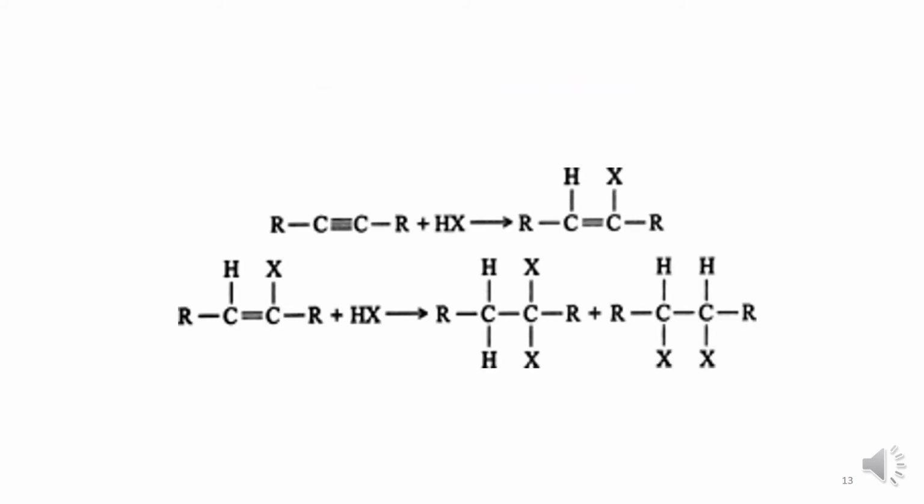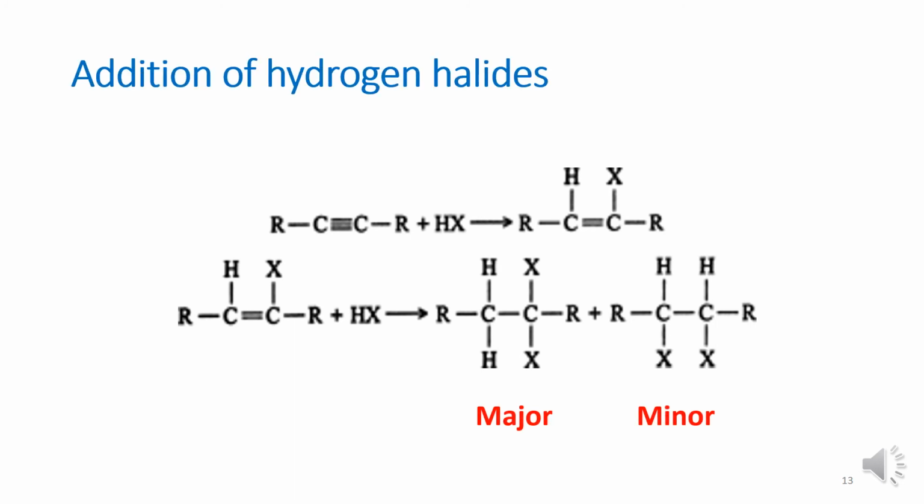Now, addition of hydrogen halides to alkyne. When alkynes are treated with hydrogen halide, the triple bond will first be converted into a double covalent bond between the carbon atoms, and one hydrogen halide molecule will be added. On further reaction with hydrogen halide, the double covalent bond between the two carbon atoms will be converted into a single covalent bond, and the addition of hydrogen halide occurs according to Markovnikov rule.